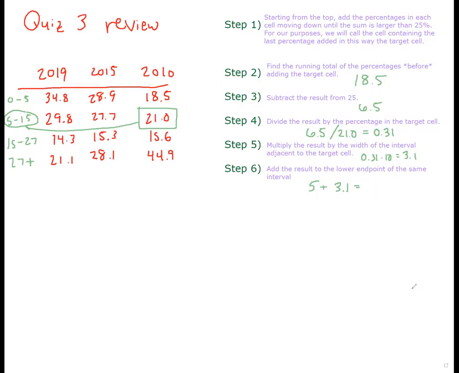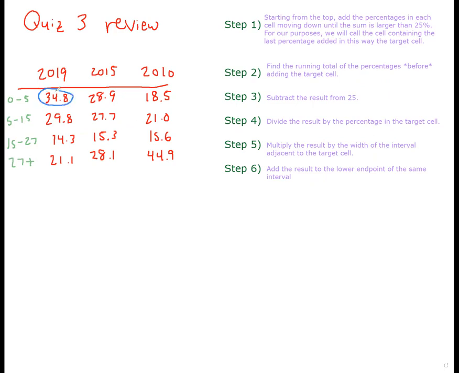We're going to do it again, but for 2019. I'll point out that for 2019, this one's kind of interesting. We would take the percentages and add them until we cross 25%. Well, notice that the first percentage is already bigger than 25%. So this is our target cell. Our target cell is the 34.8 because it already is bigger than 25%. Step 2 says find the running total of percentage before adding the target cell. That would be 0. Nothing's been added because there's nothing prior to the target cell.